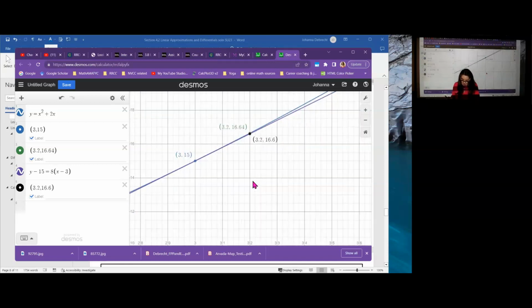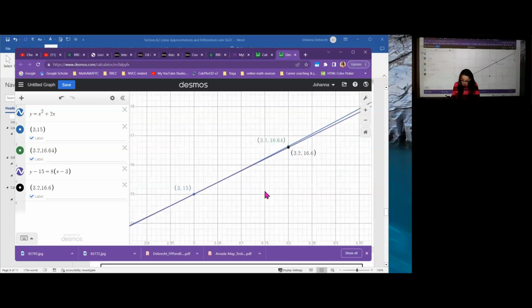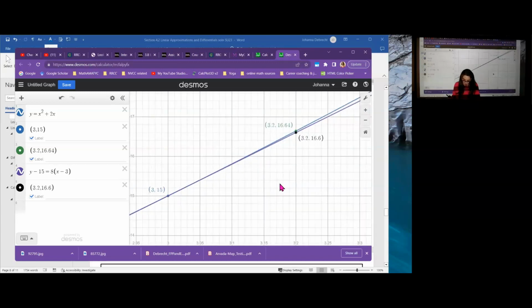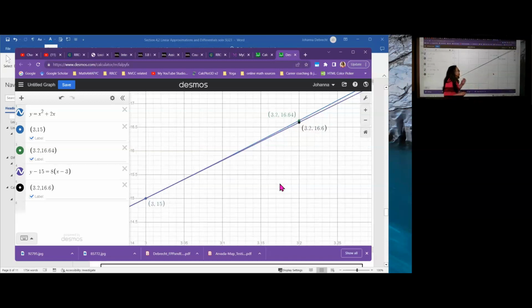Now can we see? They're still very close together, but if I scroll out, can you see the difference between the two? It's very hard, but if you can remember, the blue is the actual function with the true value at 3.2 of 16.64. The tangent line approximation is below it in purple, with a value on the approximation of 16.6. Again, they're very, very close approximations.